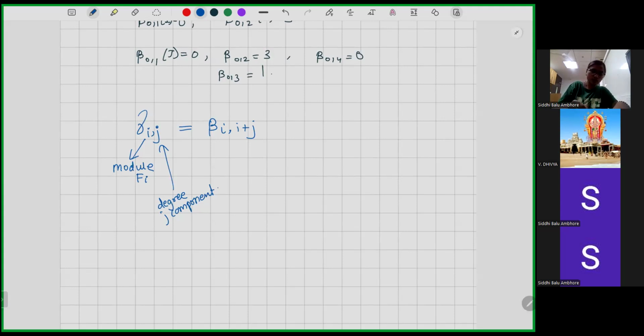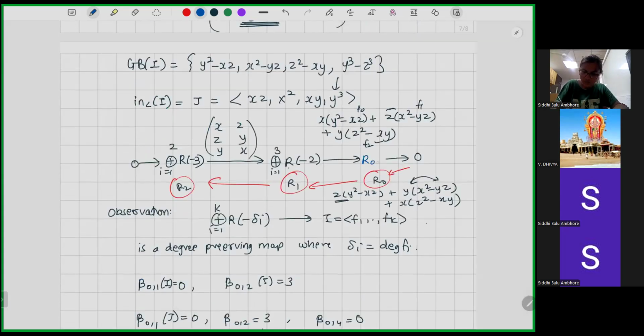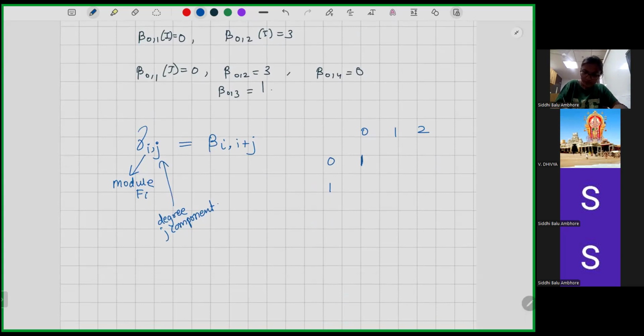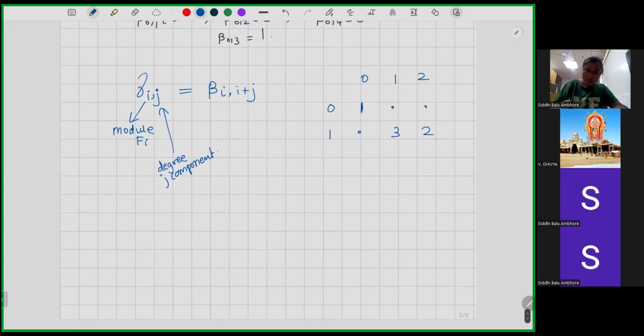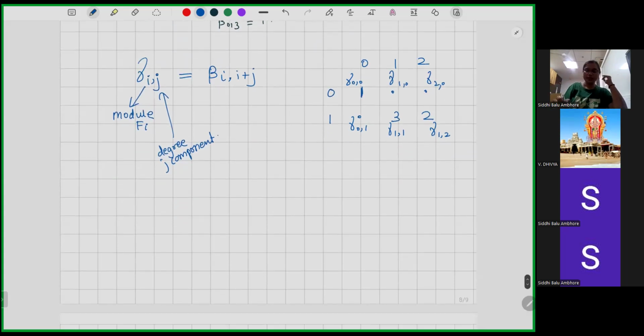Let me check. So here the columns were 0, 1, 2, and here it was 0 and 1, and 0 0 1. So this, as I already said, we consider R0, the 0 degree component. So see, gamma 00 will always be 1, and here it's a dot, and then I have here 3 and 2. So this is my gamma 00, this is my gamma 11, this is my gamma 12, this is my gamma 10, gamma 20, gamma 01. Yeah, that's how we read it.